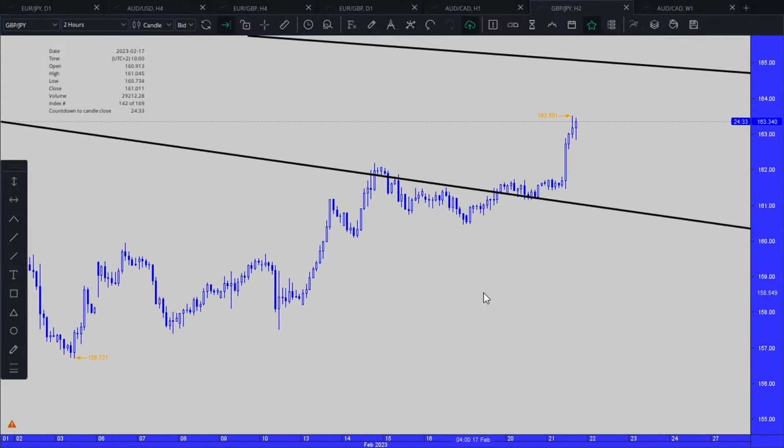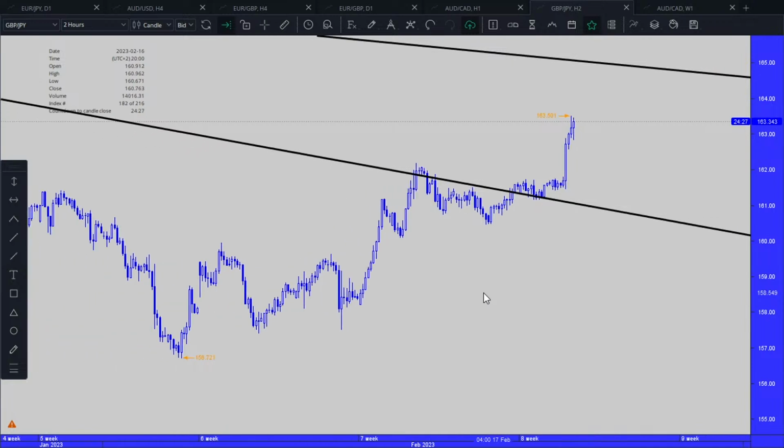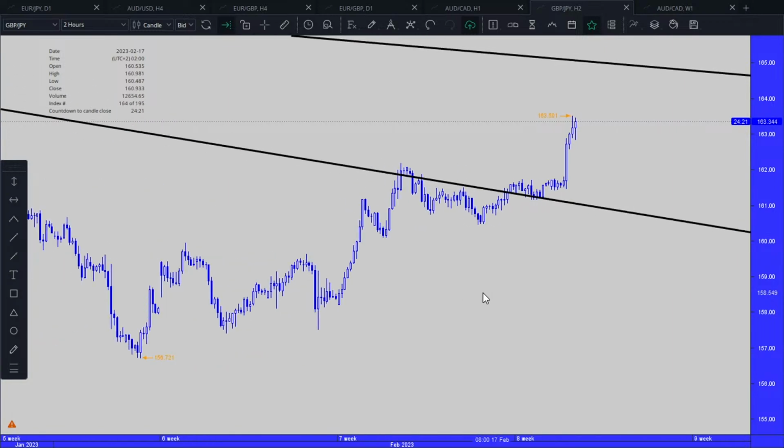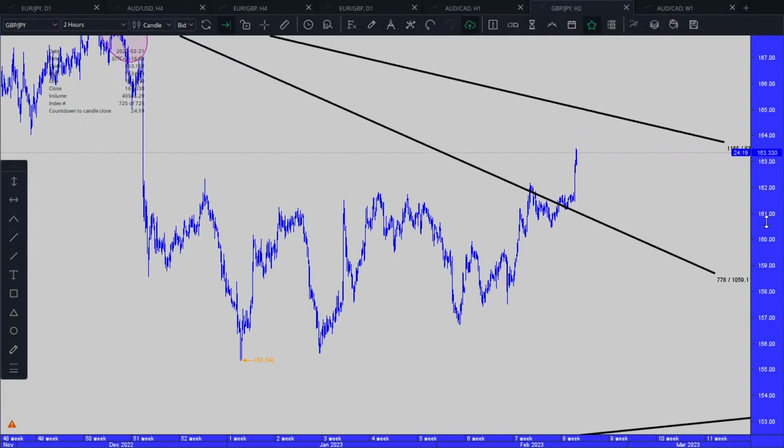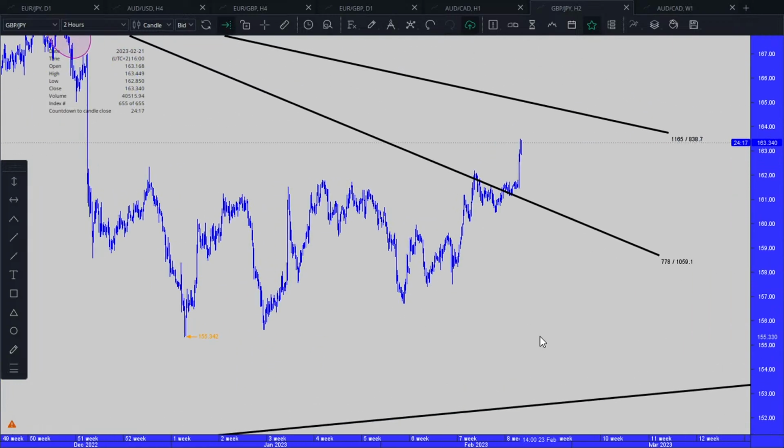Everybody, what time frame, what pattern do you want to go long on? There is no right or wrong. Everybody, GBP JPY, 2-hour chart. Type in the chat. Do you want to buy? Do you want to sell? What pattern are you going long on? What pattern are you going short on? Where is the stop loss? Where is the take profit?